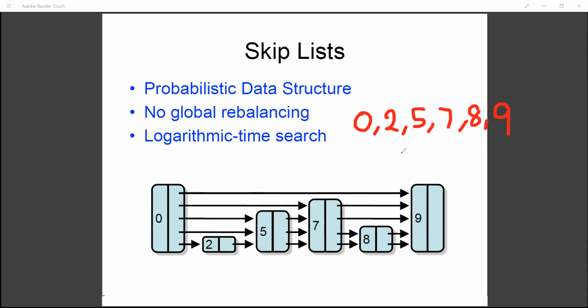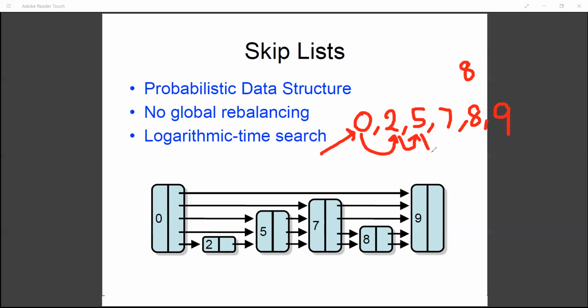Okay, this is a simple linked list. Suppose we want to search for 8. In the context of a linked list, what are we going to do? We start at 0. 0 is not the required node. Then we go to 2. 2 is not the required node. Then we go to 5.